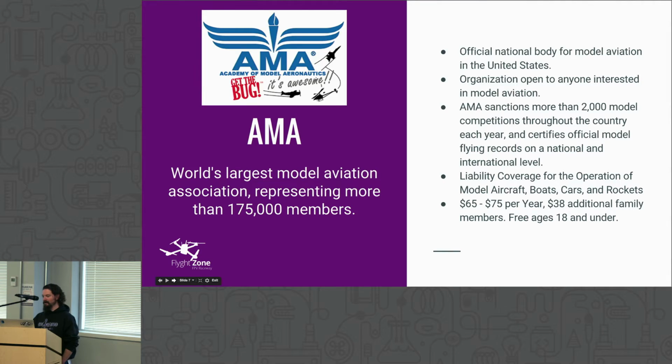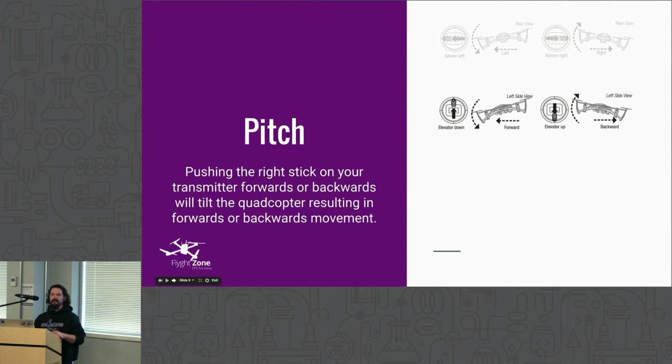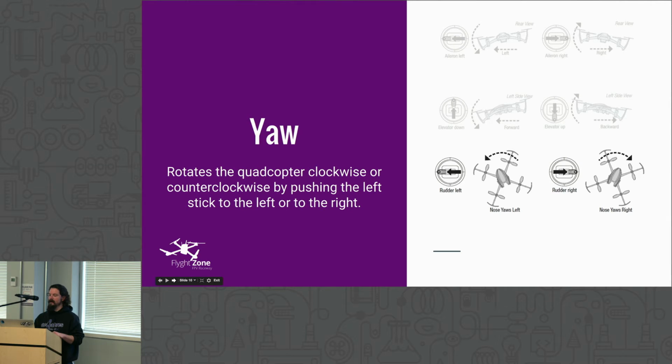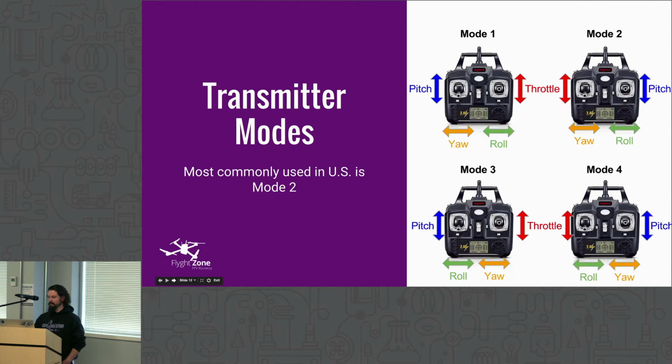It's phenomenal. Some of the real quick controls for drones: roll is going to move you left and right. Pitch will actually move you forward and backward. Yaw is actually going to turn your vehicle left and right, like you shake your head. And throttle gives you lift as well as speed.